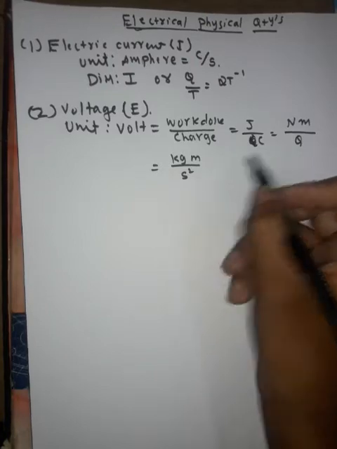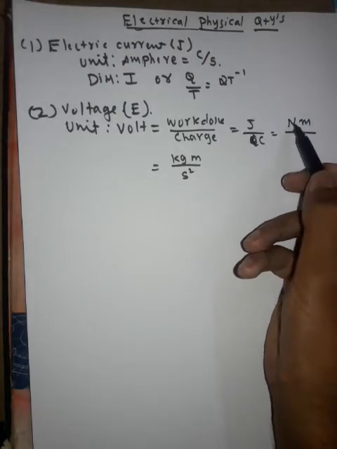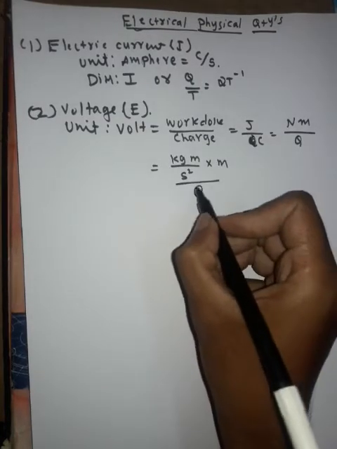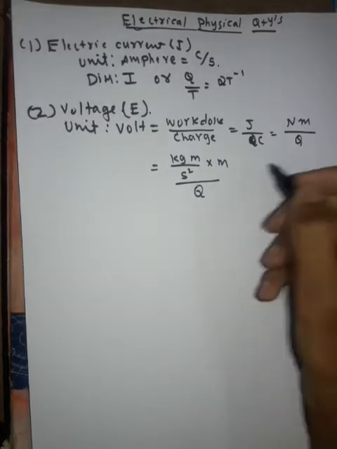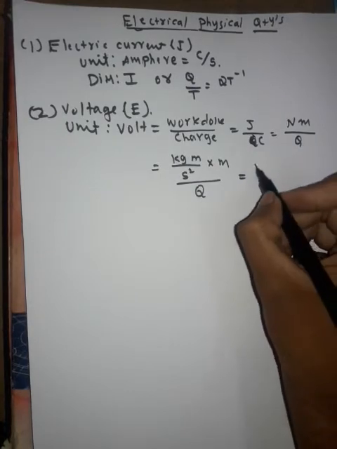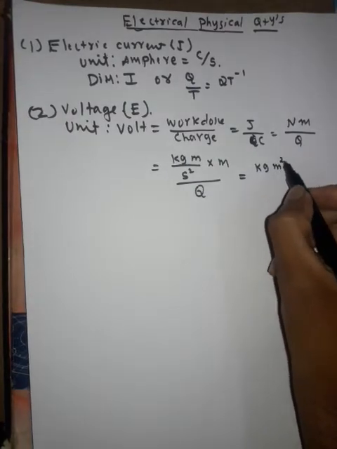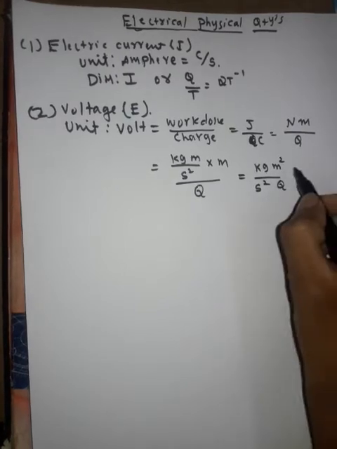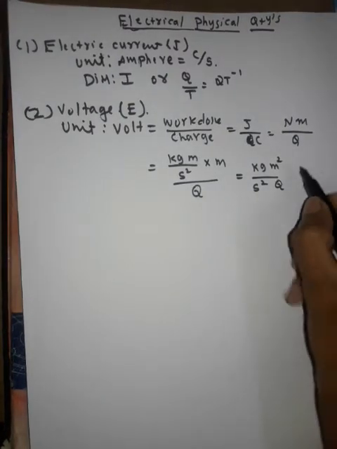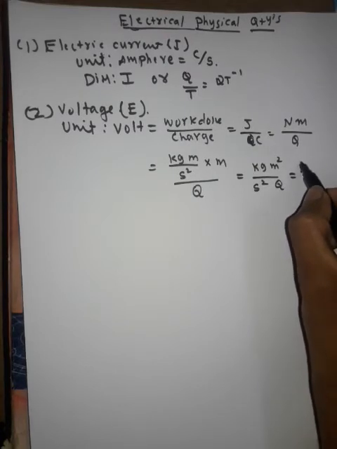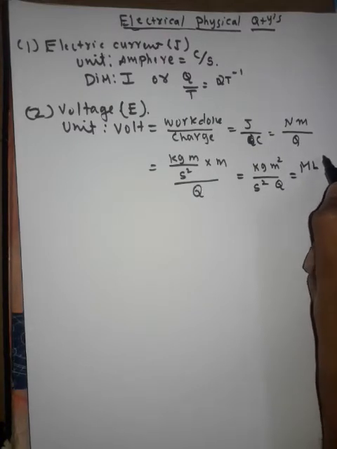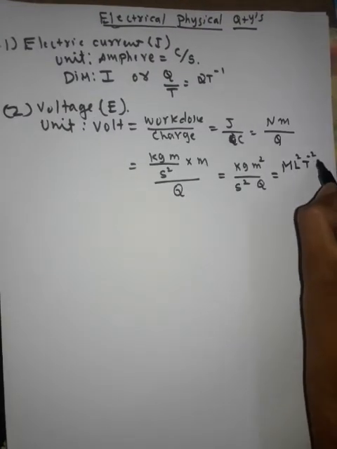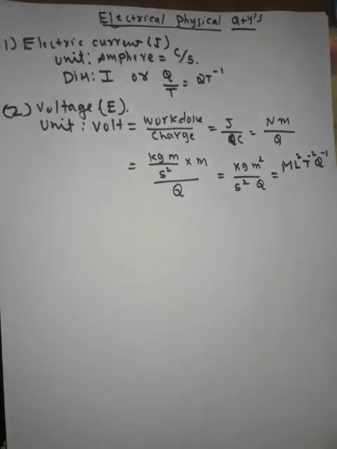The formula of Newton is kg meter per second square into meter divided by this Q. Next, after elaborating this, kg meter square per second square into Q, now the formula becomes M L square T power minus 2 into Q to the power of minus 1.